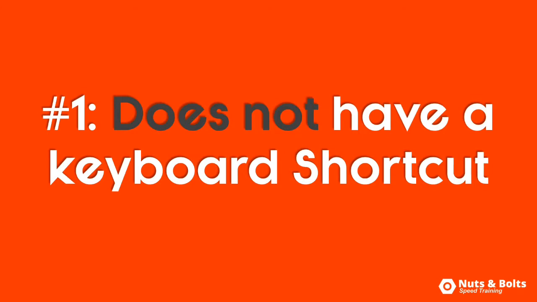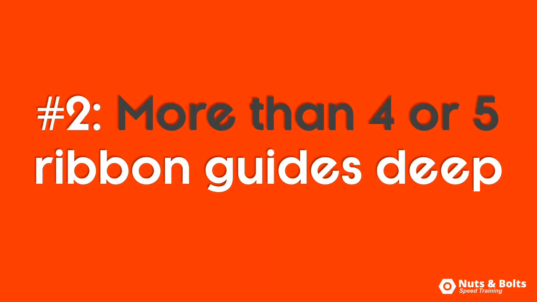So I would advise you don't put anything that already has a keystroke to it up on your QAT. The second rule, which is what we just did, you want to save the QAT for commands that have more than 4 or 5 keystrokes into the ribbon, or ribbon guide. I call them ribbon guides. Okay, now what's that mean?